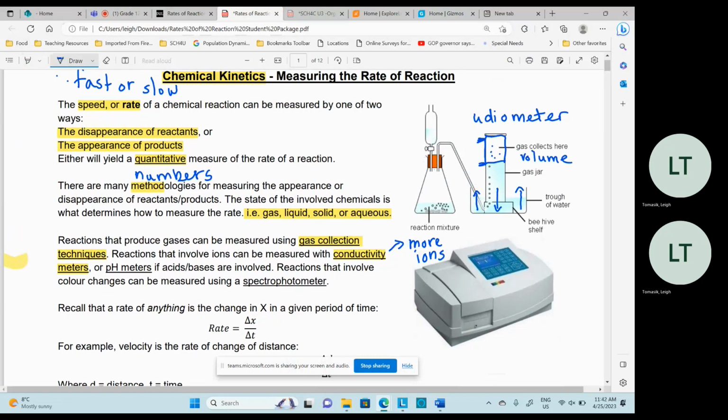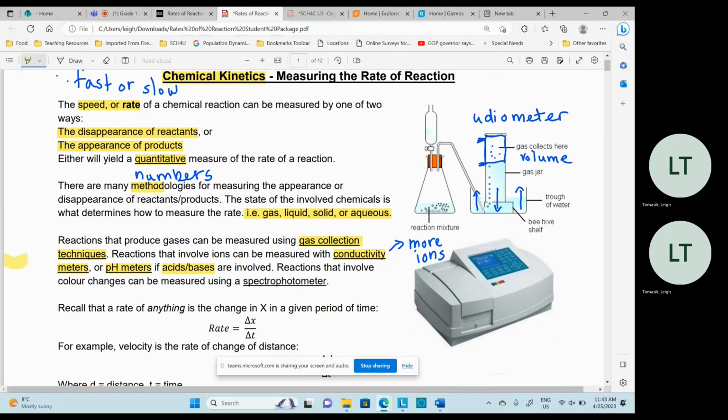And there are also pH meters. pH meters are for when we have reactions with acids and bases, right? So if one of our reactants is an acid, we can tell how much is left by the pH, the measurement of how acidic it is. So there are electronic devices that you can put one end into a solution and it'll tell you what the pH is.